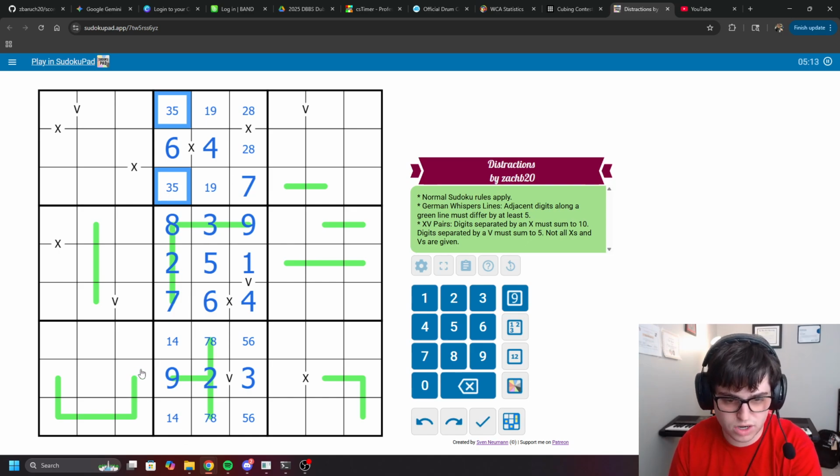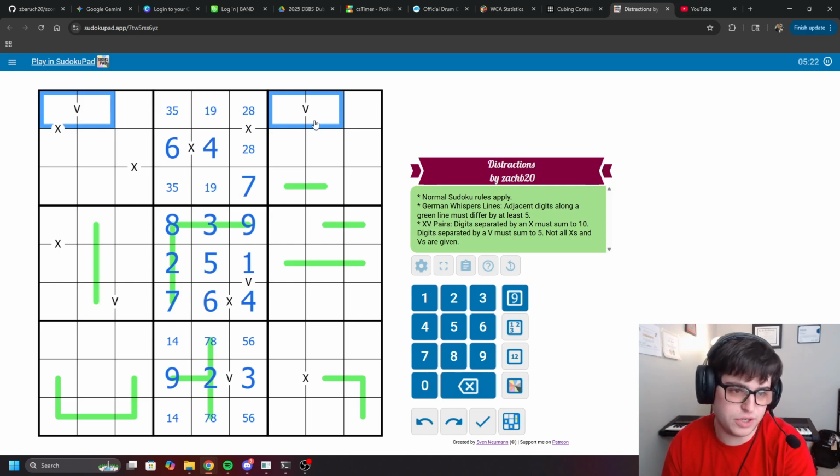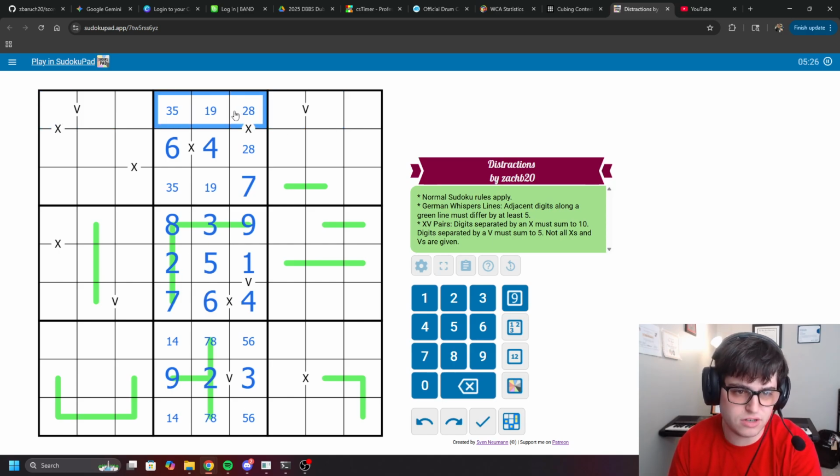Continuing our work on this, we're going to take a look at row 1, because we have these two V's here, one of which is going to be 1, 4, the other is going to be 2, 3. So that accounts for all of our low digits. Therefore, none of these are going to be the low digits. So this must be 8, this must be 9, and this must be 5.